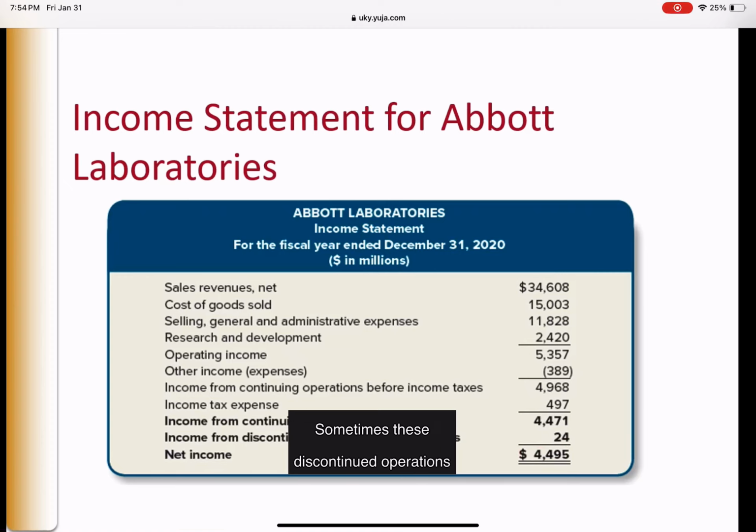And sometimes these discontinued operations can have a significant impact. For example, General Motors a few years back actually abandoned their Lordstown plant up in Ohio. And that was a huge, huge amount for discontinued operations. And you see sometimes large conglomerates divesting.